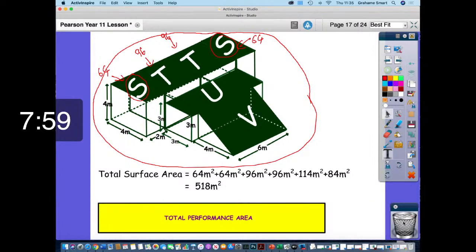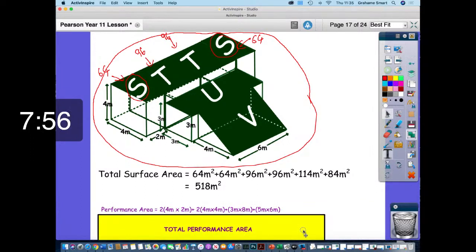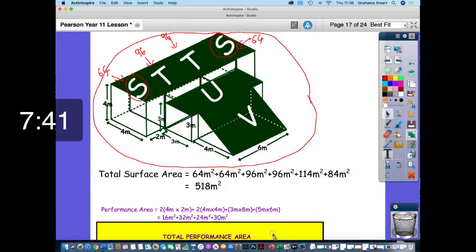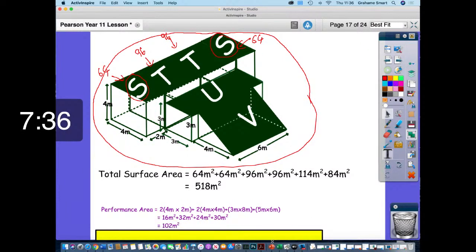Total performance area, okay, let's speak through this. We had 4 meters multiplied by 2 meters and we times that by two because we had two faces there. 4 meters multiplied by 4 meters and we times that by two because we had two of those. That's the T's. And then 3 meters multiplied by 8 meters and then 5 meters multiplied by 6 meters. Add all those together and you get 102 meters squared. So the actual area that the performers can perform on is only 102 meters squared, but the total surface area of the whole stage is 518 meters squared.